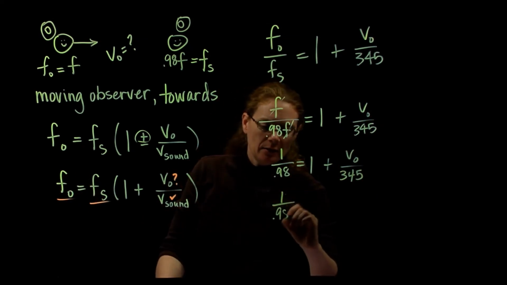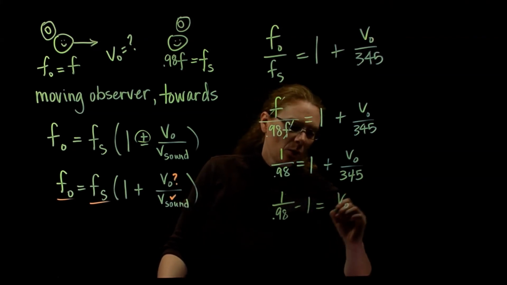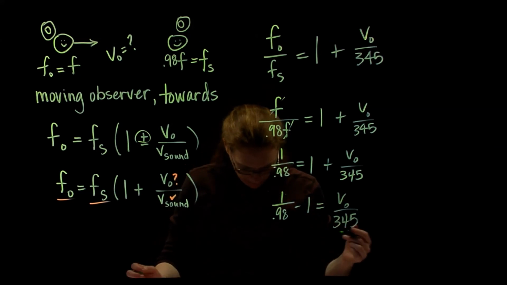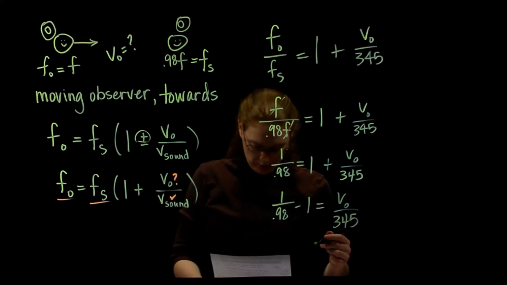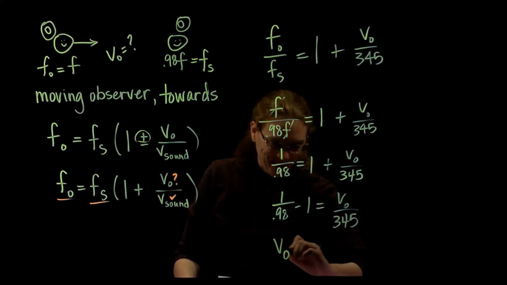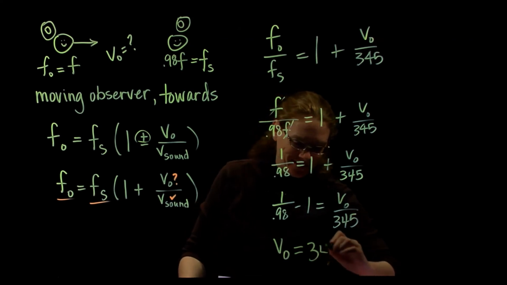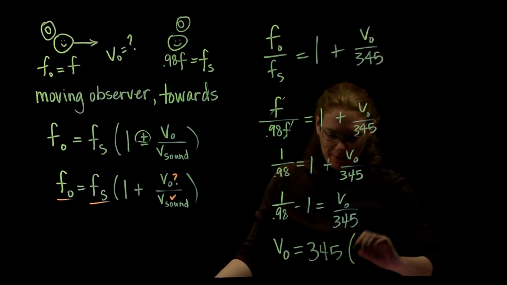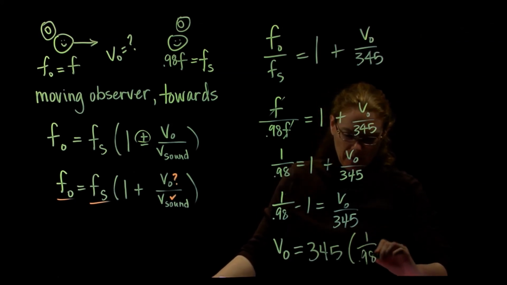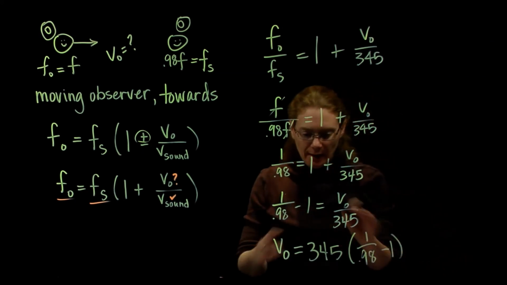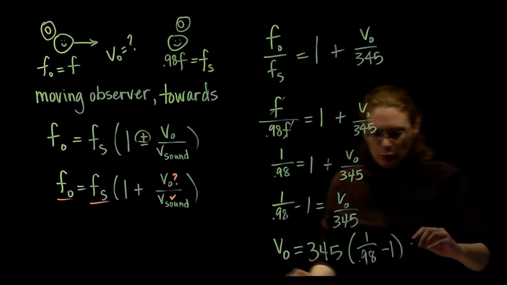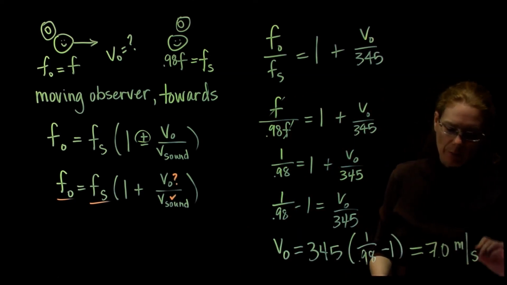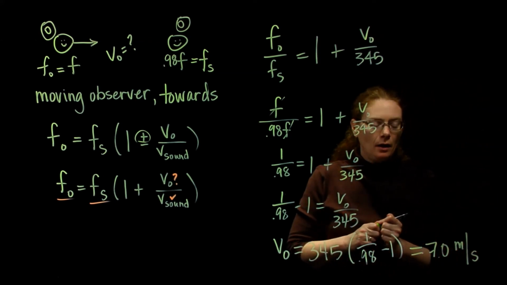So 1 over 0.98 minus 1 equals V_O over 345. If I do that math, what do I get? Okay, I'll do one more step. At this point, I'm going to multiply both sides by 345 times (1 over 0.98 minus 1). That's the step I did the math for. If you do that, you should get 7.0 meters per second, which is about 15 or 16 miles an hour.